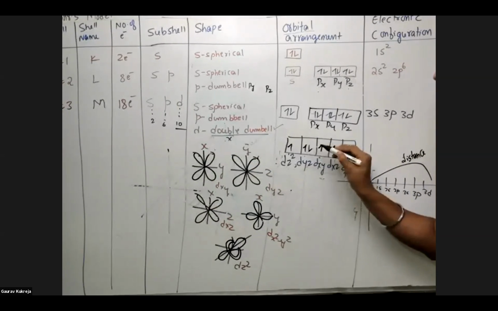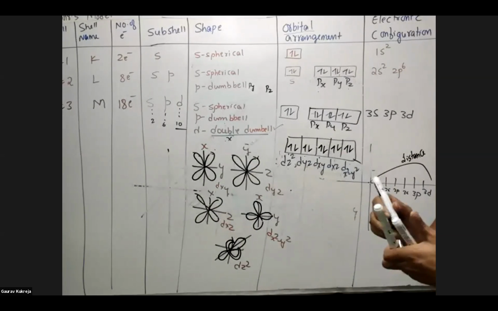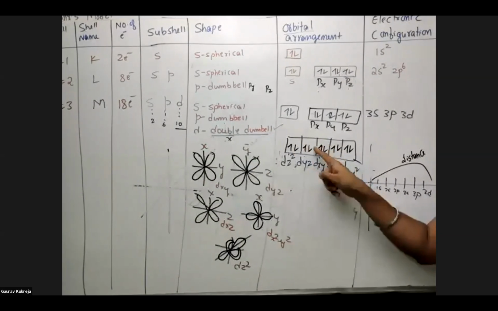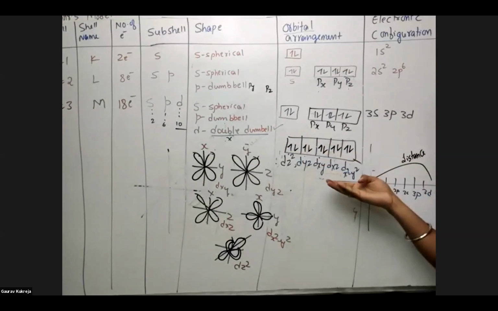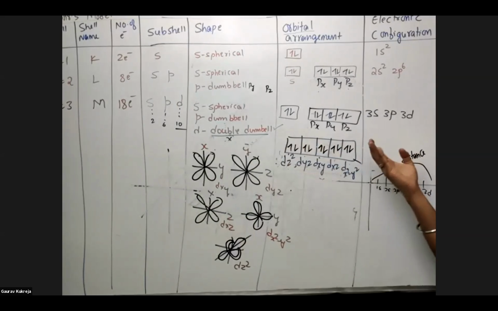Then you can start pairing. That again, the pairing can be done in any manner. Remember, what is important is filling one electron in each orbital first, then pairing. Order does not matter. So from anywhere you can keep the electron.